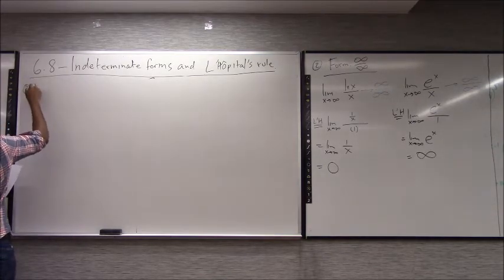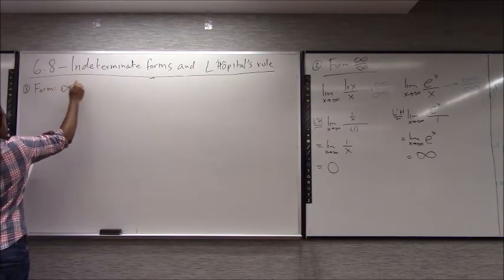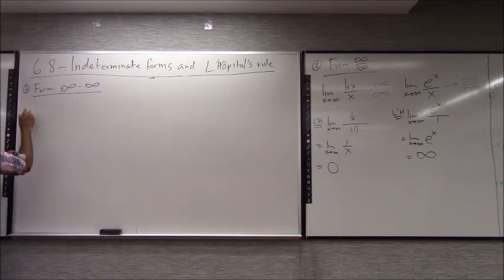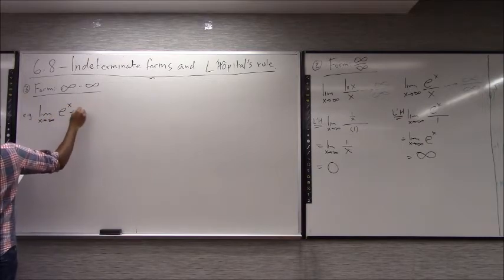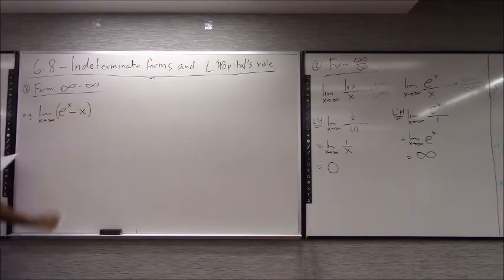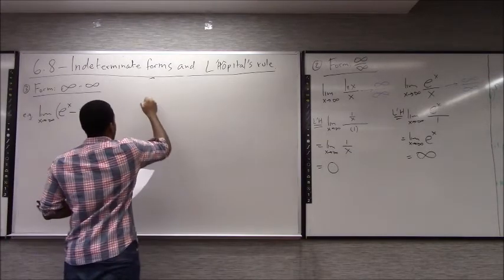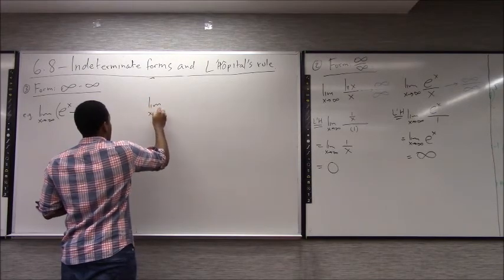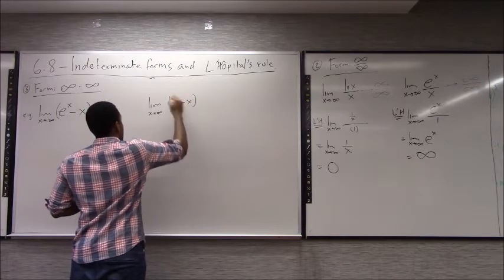Let's do another example. What about the forms, if I see something like infinity minus infinity, how would you deal with that? Well, it would depend. So let's do an example here: the limit as x approaches infinity of e to the x minus x. And the limit as x approaches infinity of ln x minus x.